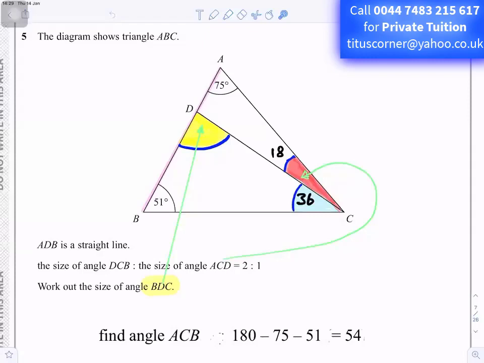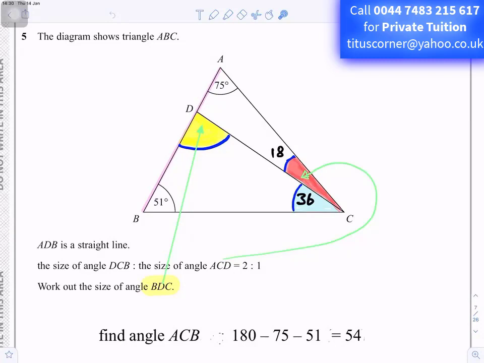Question number 5. The diagram shows triangle ABC. ADB is a straight line. I've highlighted ADB in pink. The size of angle DCB to the size of angle ACB is 2:1. Work out the size of BDC. Now, the first thing we want to do is identify the angle we want to find. I've colored it in yellow. We want to find BDC.